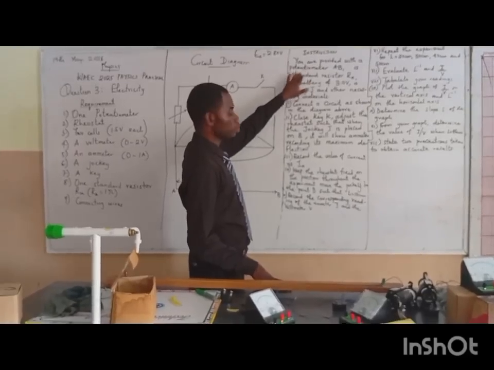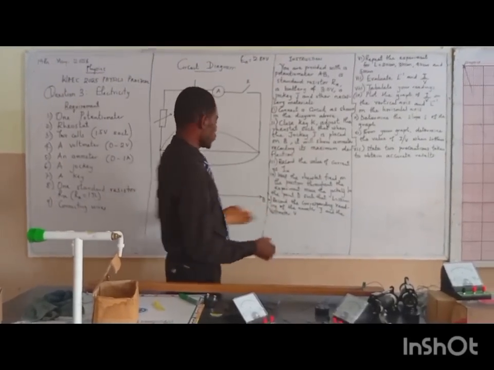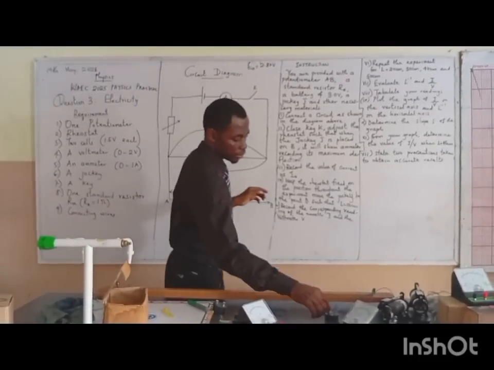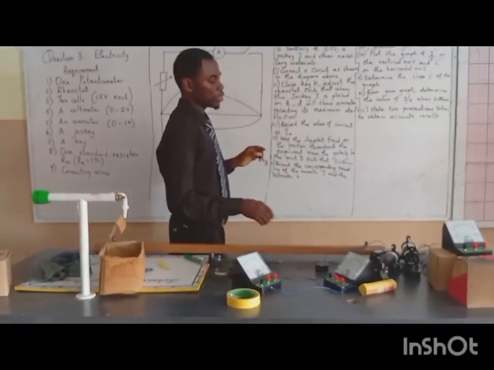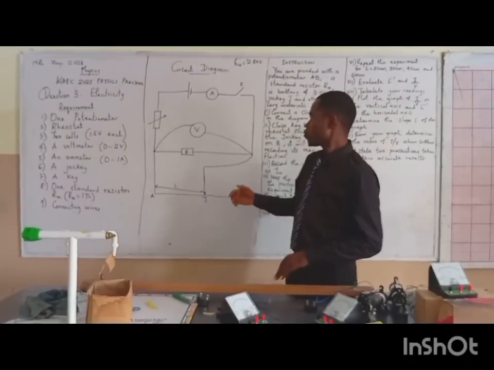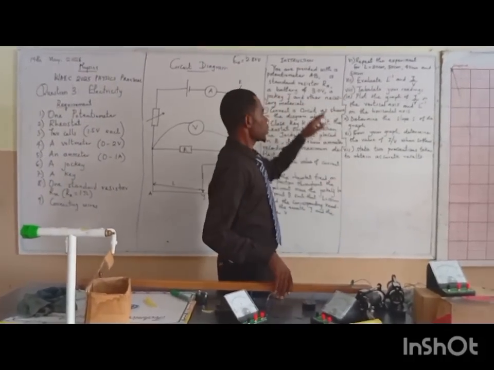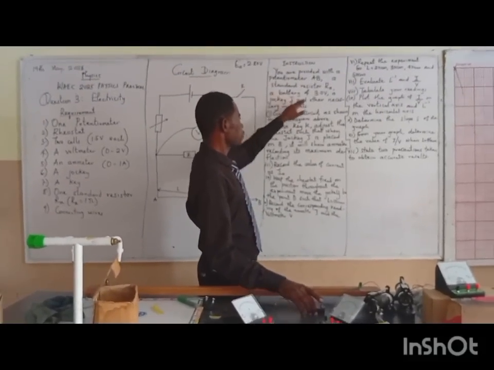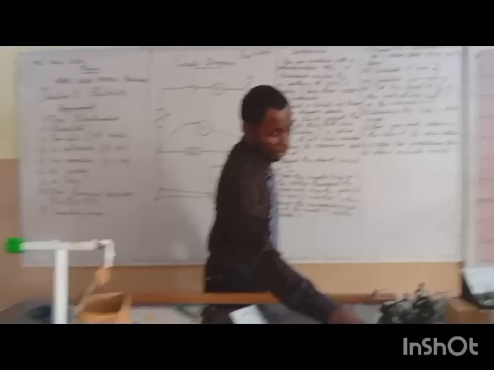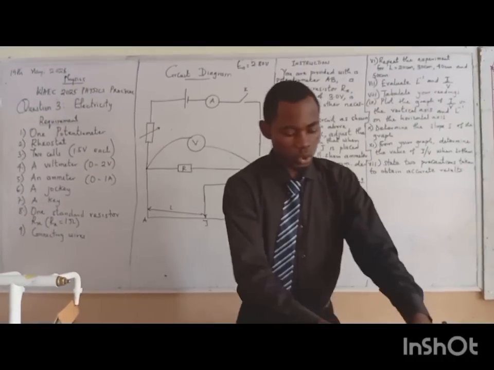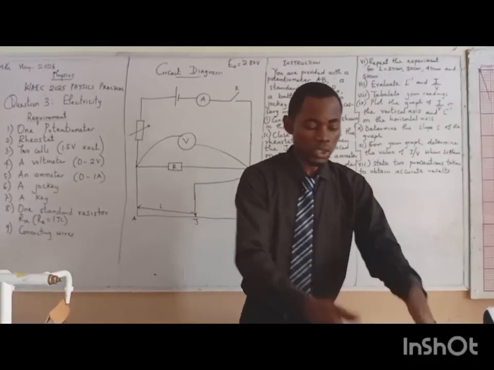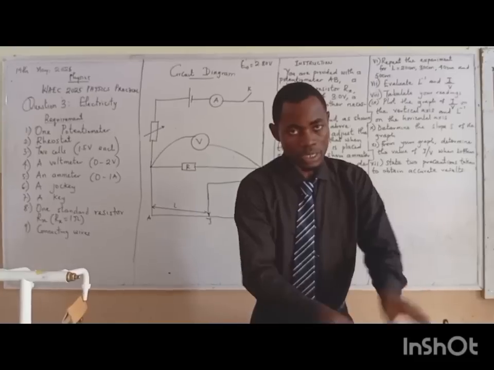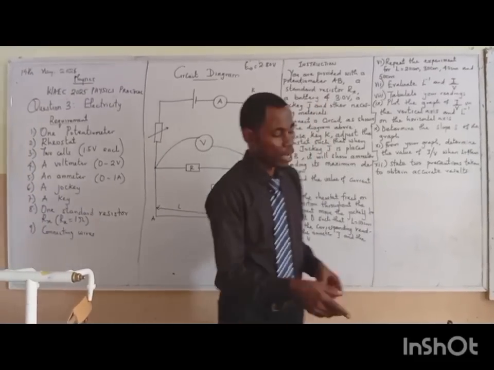You are provided with a potentiometer AB, a standard resistor RS. I told you this is my resistor. Like I was saying, we have my instruction here saying that I have a standard resistor, a battery of 3 volts. You can see my battery, when I checked the EMF the other time, it was 2.8. Whatever the EMF is, that is what you will write. If your own EMF is 2, you write it down because that is what will determine the measurement or whatever you are doing. So my own is 2.8.